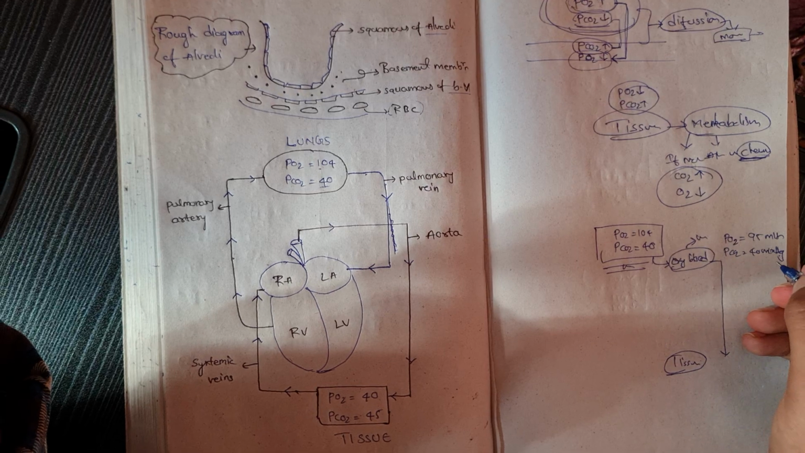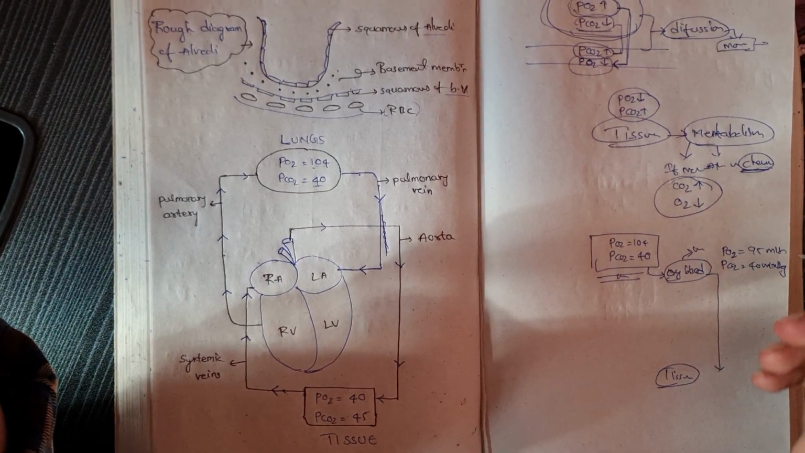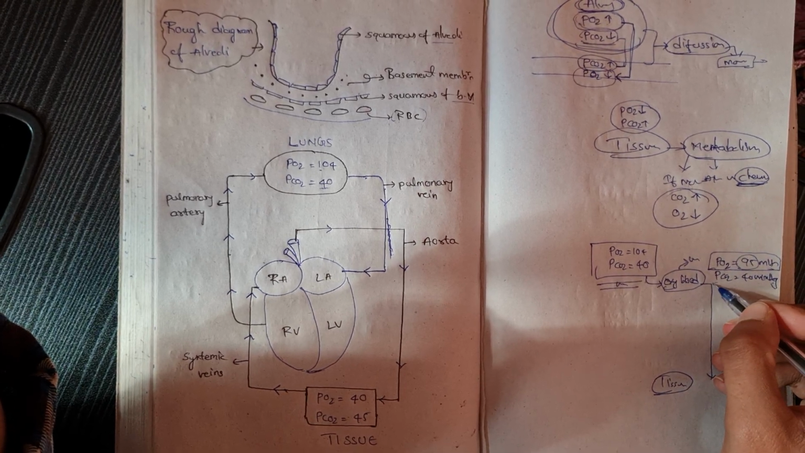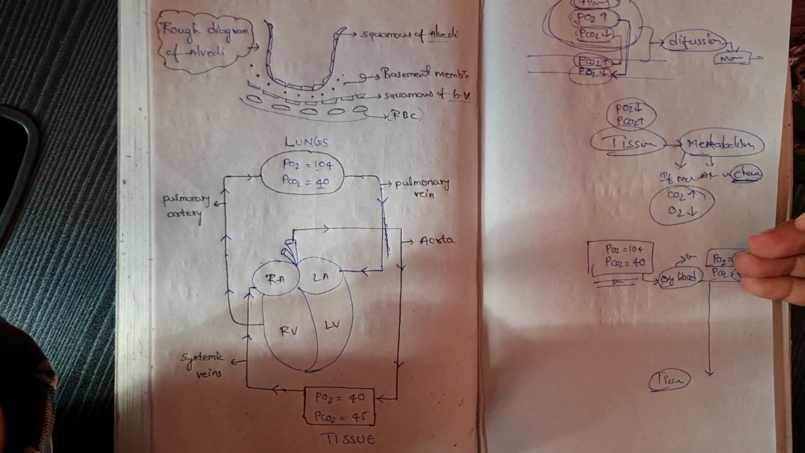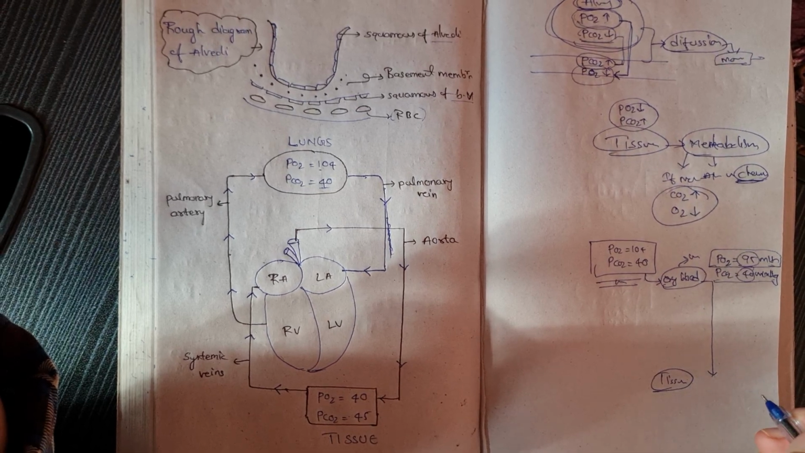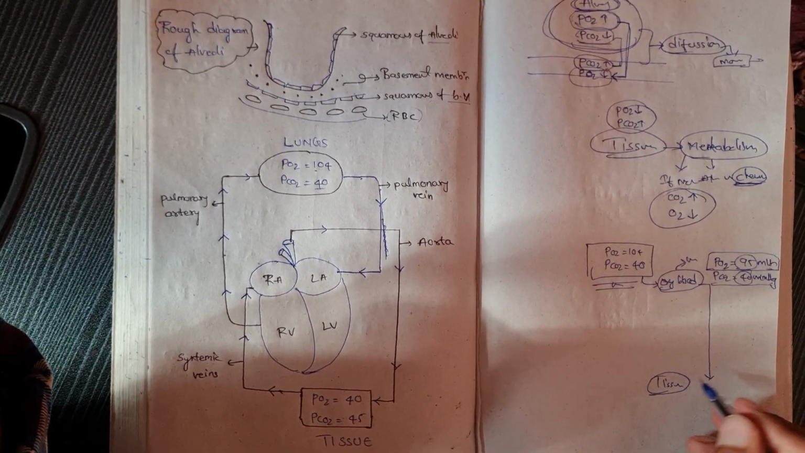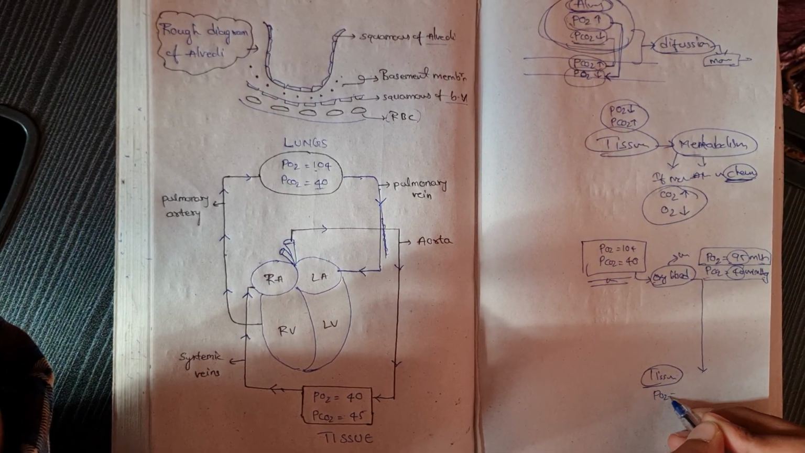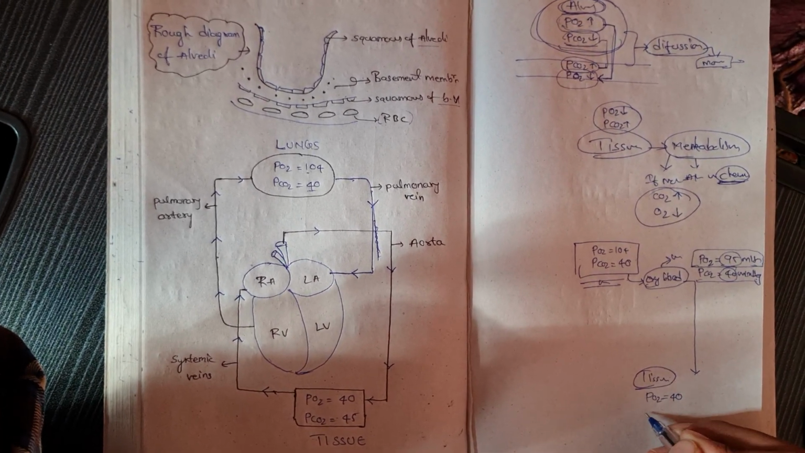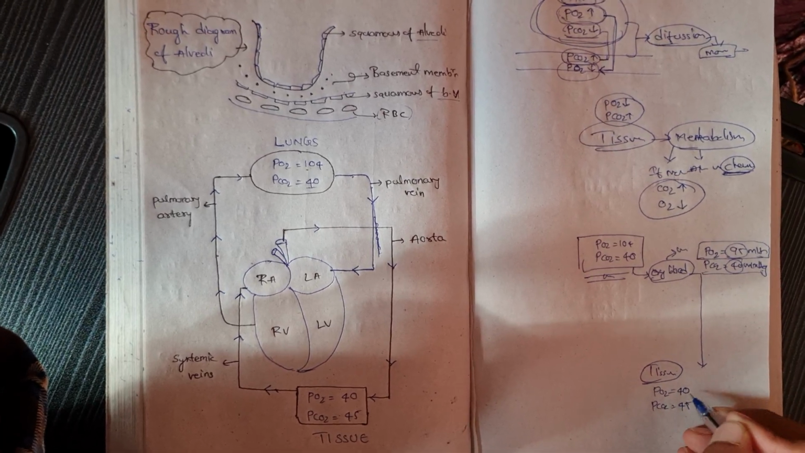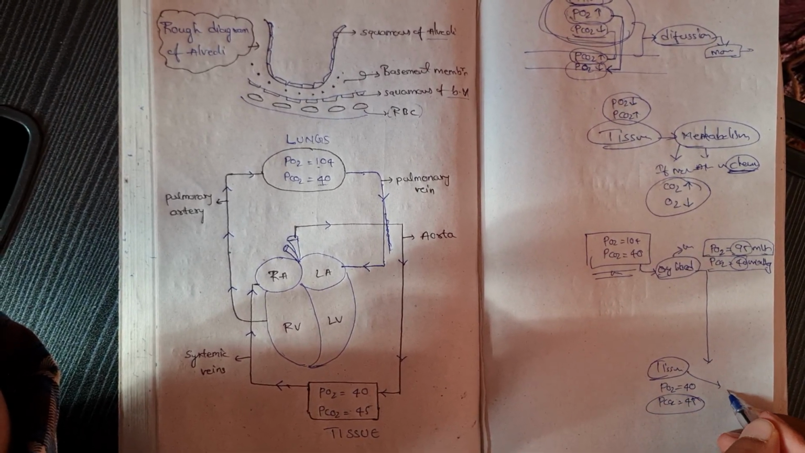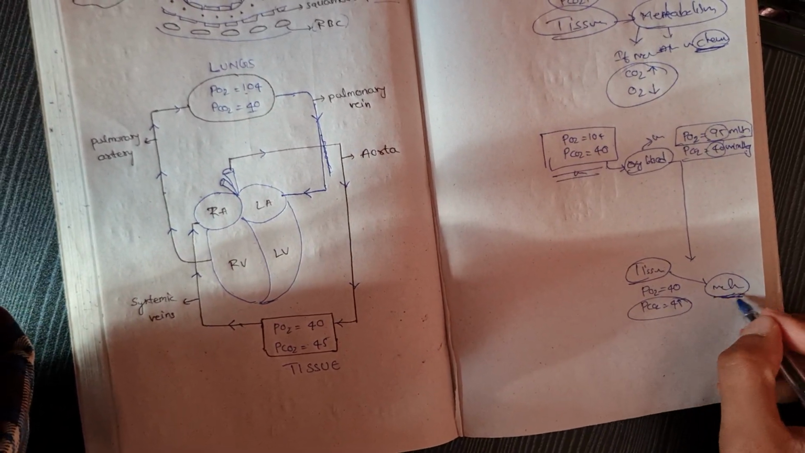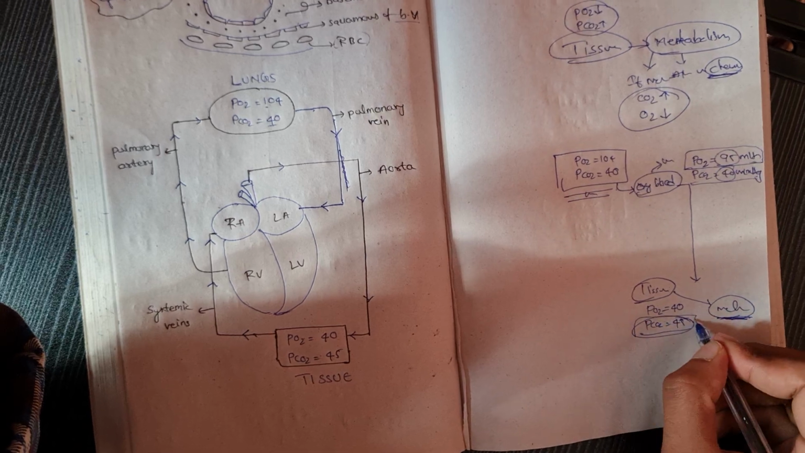Okay, so then here the partial pressure of O2 is 95 and the partial pressure of CO2 is 40. So this blood flows through the tissues. Here the tissues have a partial pressure of O2 of 40 and a partial pressure of CO2 of 45. Why is CO2 more? Because they perform metabolism. So because CO2 is more.